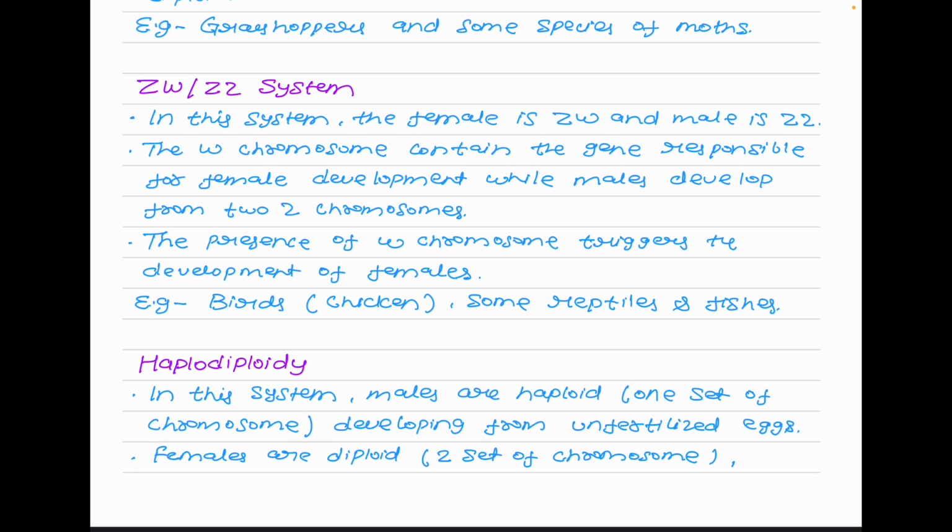Next is the ZW and ZZ system. This system is the reverse of the XX and XY system. Females are heterogametic. That means they produce two types of gametes, while males are homogametic. The W chromosome contains the gene responsible for female development, while males develop from two Z chromosomes. The presence of the W chromosome triggers the development of females. This system is found in birds like chickens, some reptiles, and fishes.